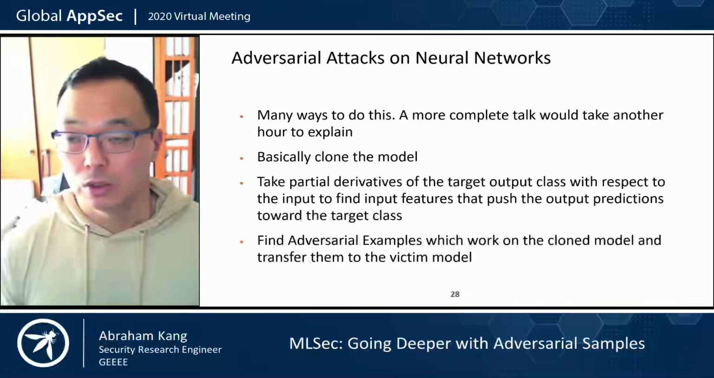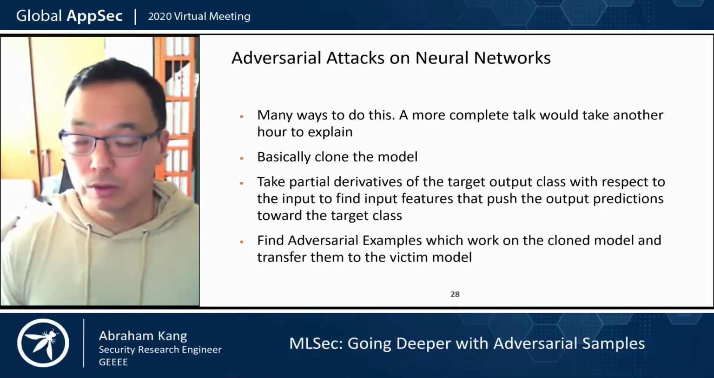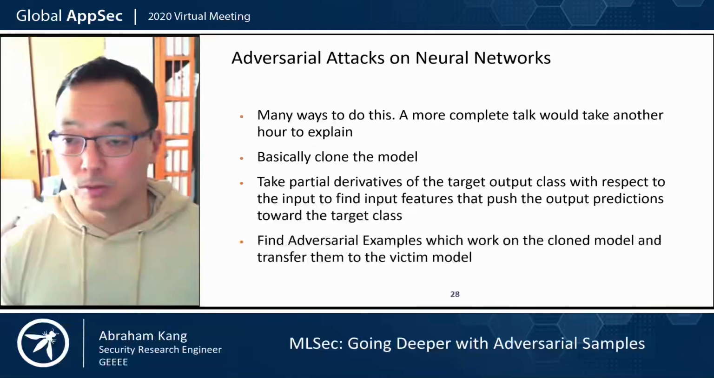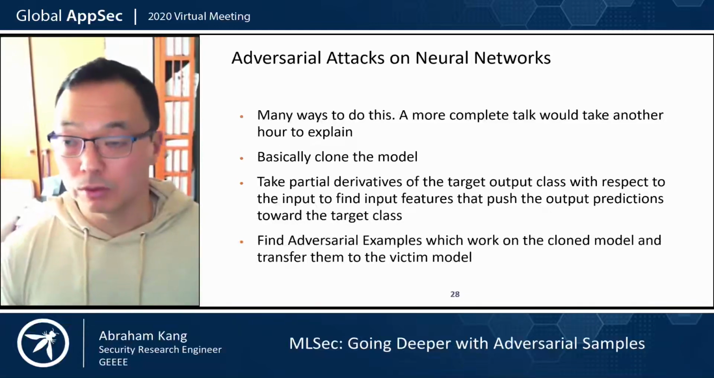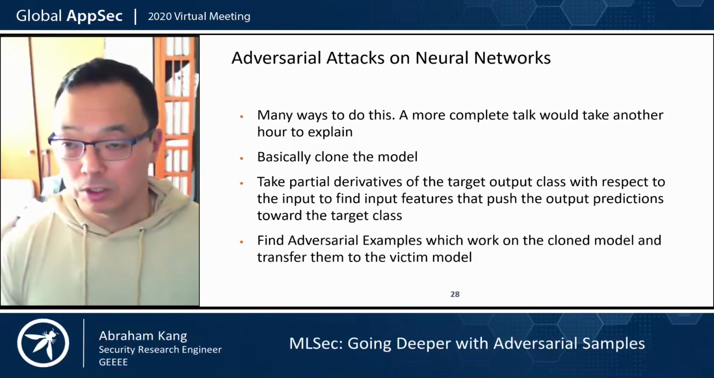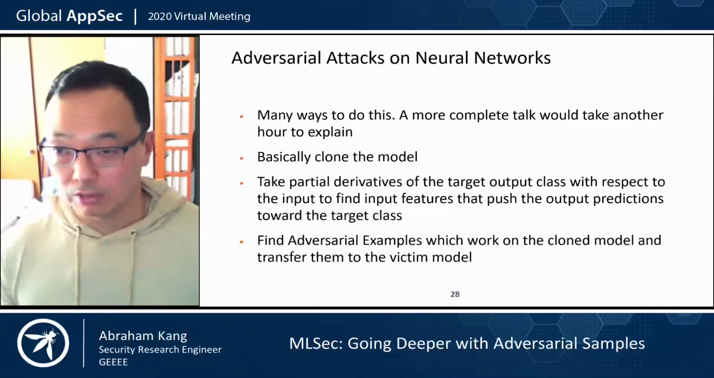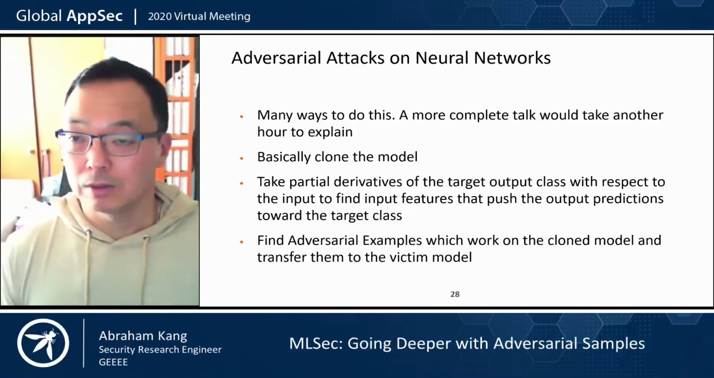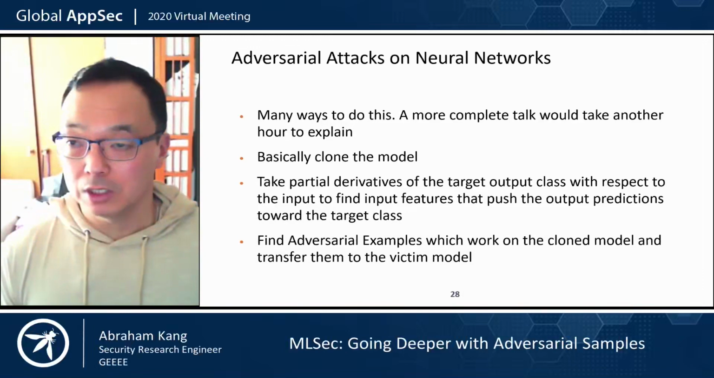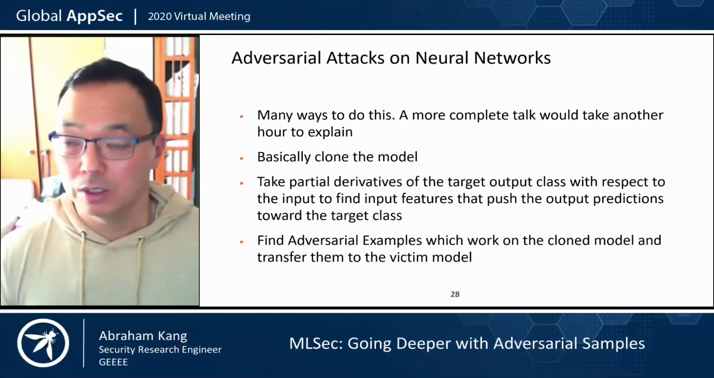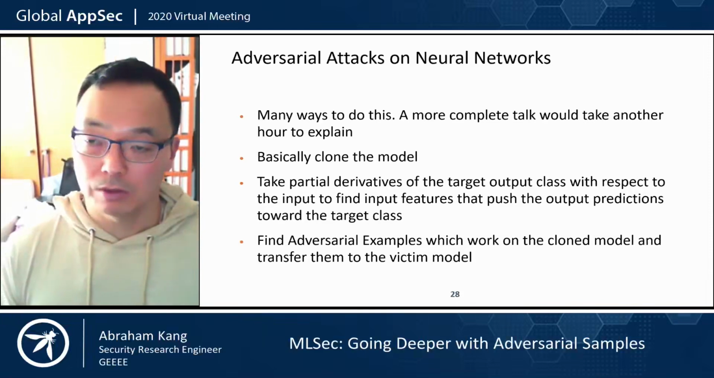And then once you've found the adversarial samples on your cloned model, they transfer, meaning they work on another model that's been similarly trained to solve a similar problem or the same problem, and which has learned the same features, because you've used a sufficiently large data set to learn the appropriate features that are going to lead to decision boundaries that are shared between your cloned model and the victim model that you're attacking.